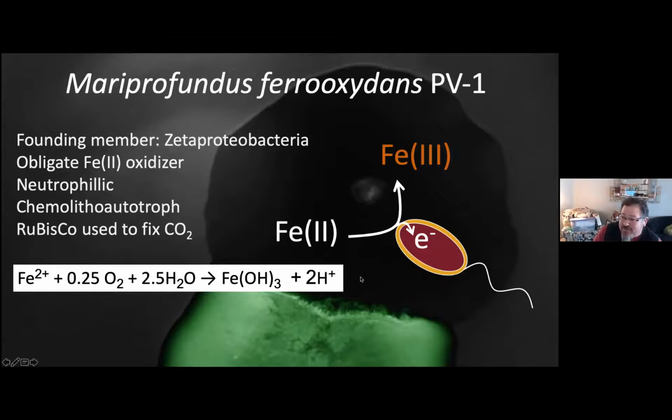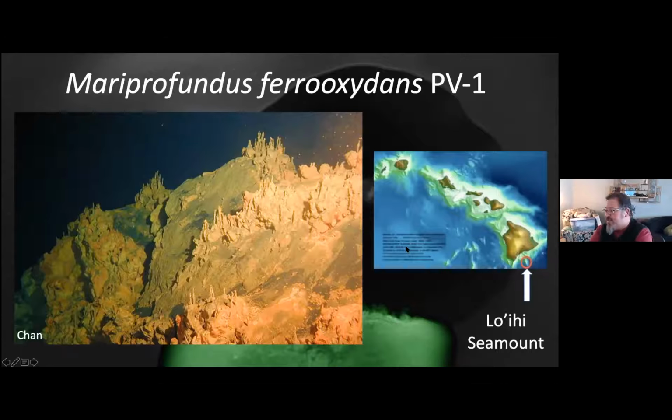So this is the metabolism. It's taking iron 2 with a little bit of oxygen and making iron oxide. And instead of an electron going out of the cell, this electron is coming into the cell. So these guys were isolated from a place called the Loihi Seamount, which is off the coast of the Big Island of Hawaii. And they're working at this chemical gradient where there's iron 2 coming in from a hydrothermal source, mixing with the aerobic seawater above. And these guys are catalyzing iron oxidation at a slightly lower oxygen concentration than is favored abiotically.